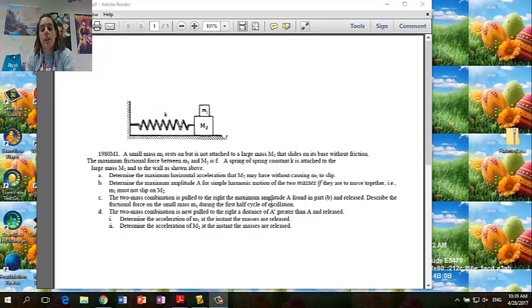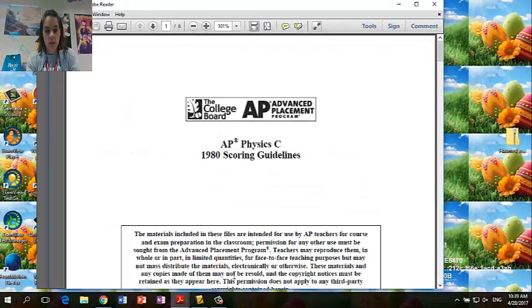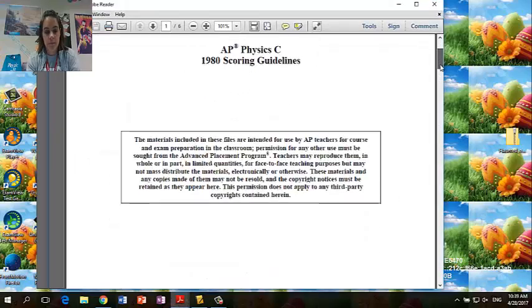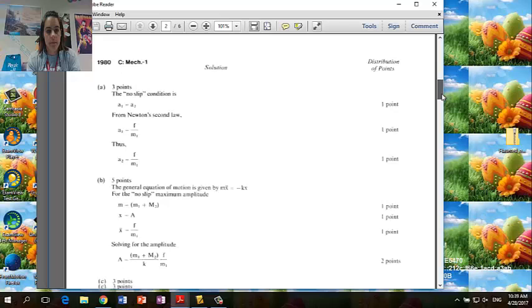And the two mass combination then is pulled to the right A prime, which is greater than A, and released. So we have to look at the acceleration of M1 at the instant the masses are released, and M2 when it's released. So this is a hefty problem. Okay, let's take a look here.